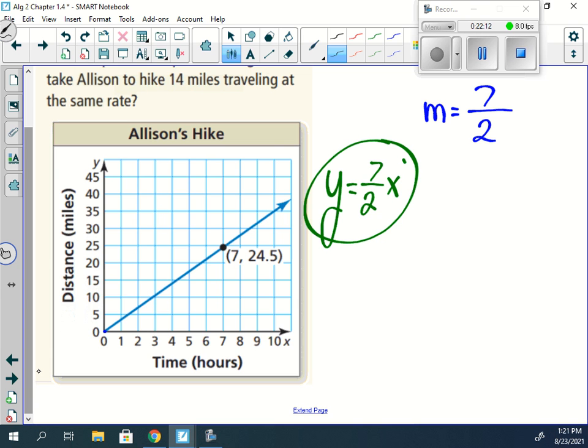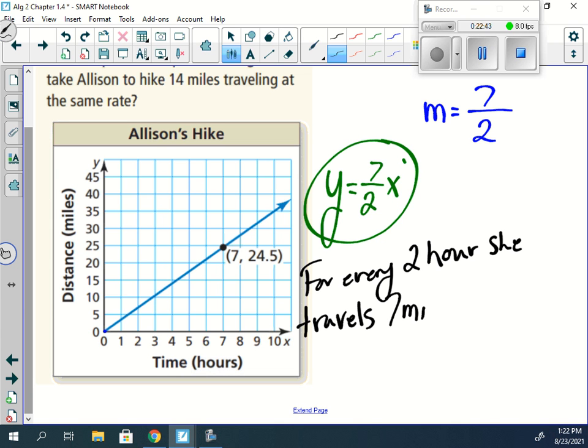So how can we interpret 7/2? Interpreting the slope with our miles and time. So 2 is our time, yes? So for every 2 hours, she travels 7 miles. Is it?